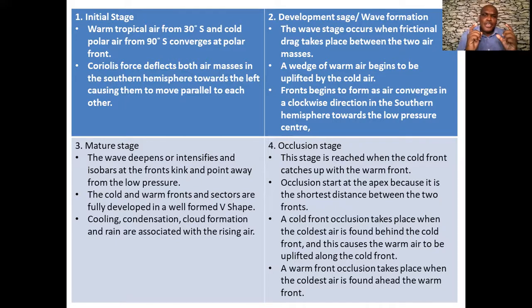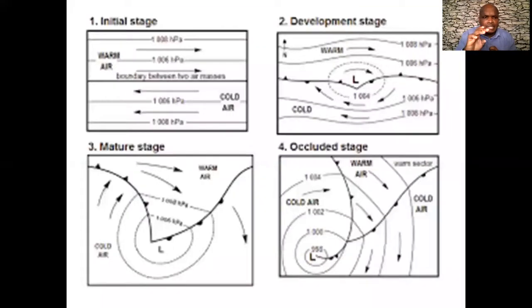And then remember, we have the presence of Coriolis force. It causes both air masses to deflect. In the southern hemisphere, it causes air masses to deflect towards the left. That is why, if you have a look at this diagram, we have the warm air that flows parallel with the cold air. Remember, the cold air is from 90 degrees south, and the warm air is from 30 degrees south. It flows parallel at the polar front. What causes it to flow parallel like this? It is because of the presence of Coriolis force, which causes both air masses to deflect.